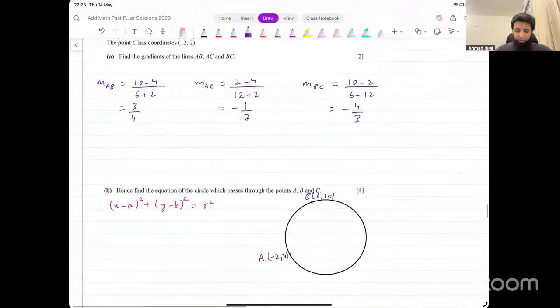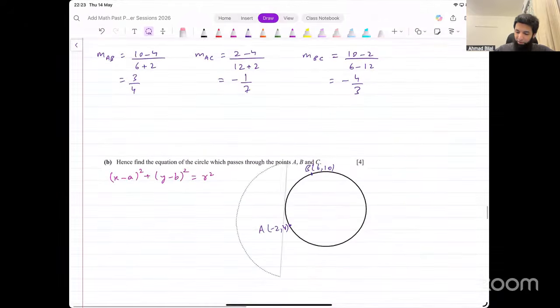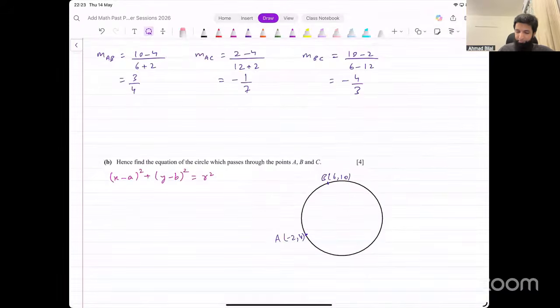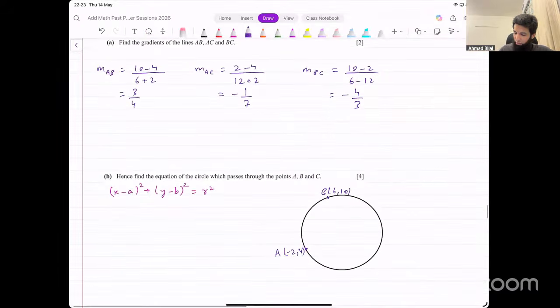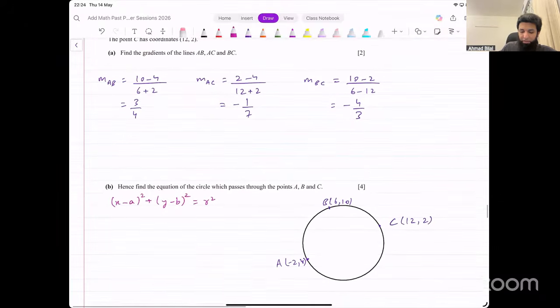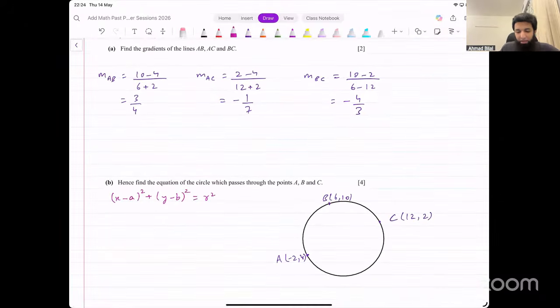Achha, there's another point then, and that is point C, and that is 12 and 2. That will be on the extreme right. 12 and 2. Let's suppose that is around here. Okay, this is point C, let's say 12 and 2. Now, notice what they have made you do in the previous part. They made you find gradients. This is 3 over 4, and this is negative 4 over 3. One is 3 over 4, and the other is negative 4 over 3.